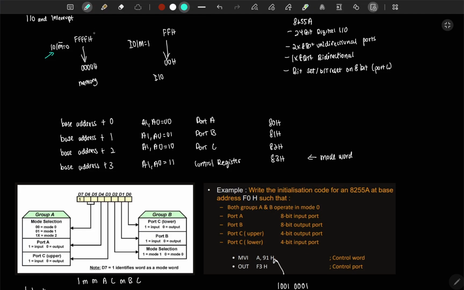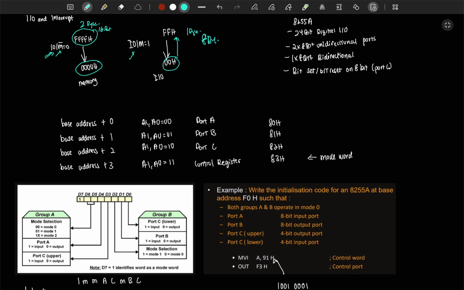For memory we have 0 till FFFFH, meaning that we have 2 bytes, also known as 16-bit. So in this case, IO over M should be equivalent to 0, which means that memory is active and IO should be off. Whereas if IO is on, then we have 00 till FF, which is equivalent to 1 byte, or known as 8-bit.